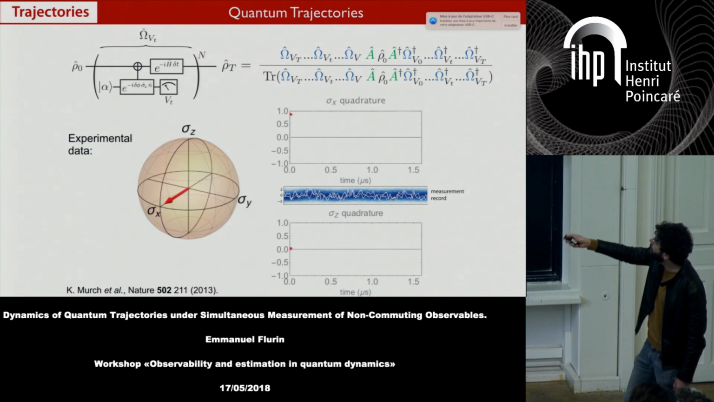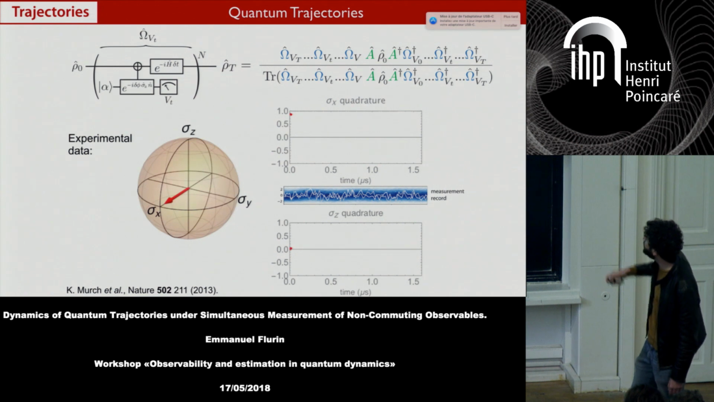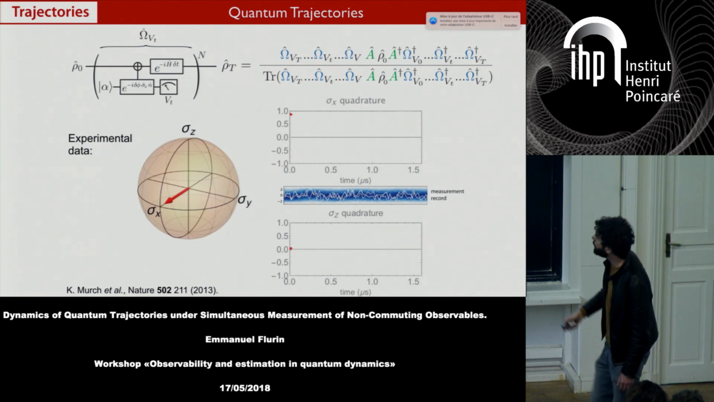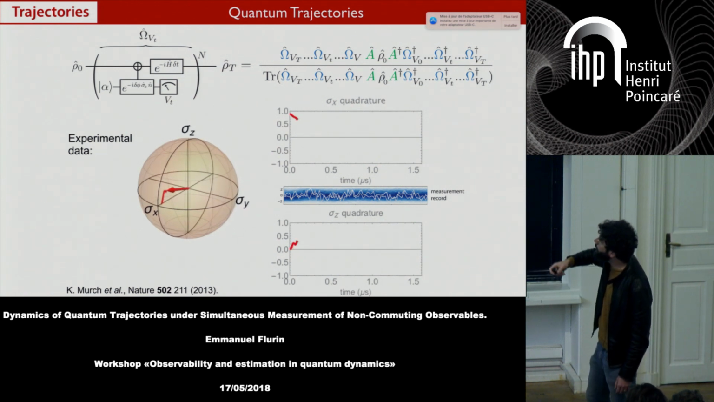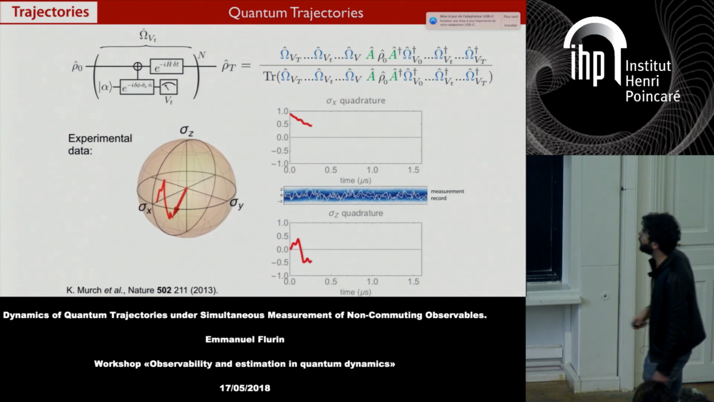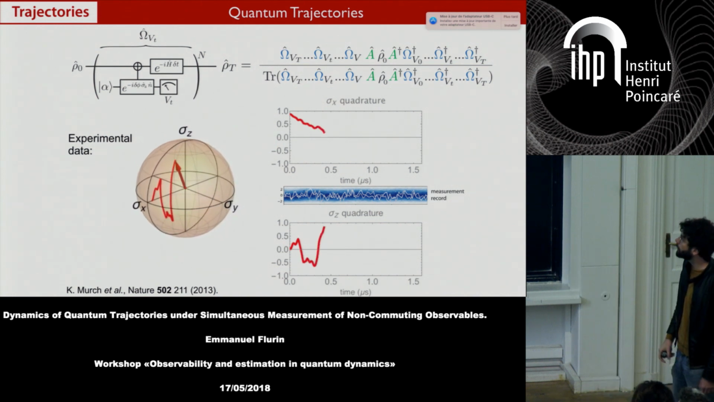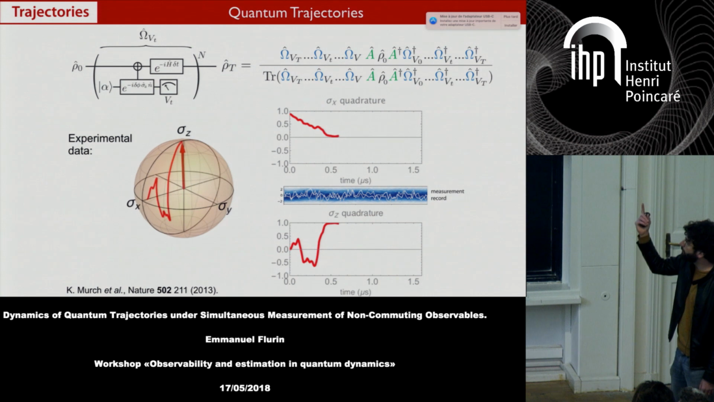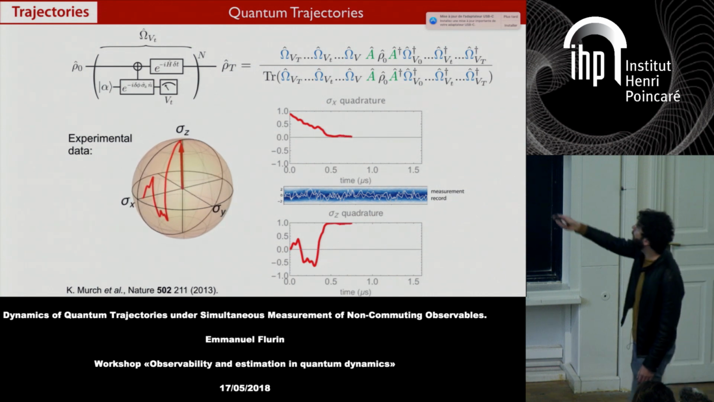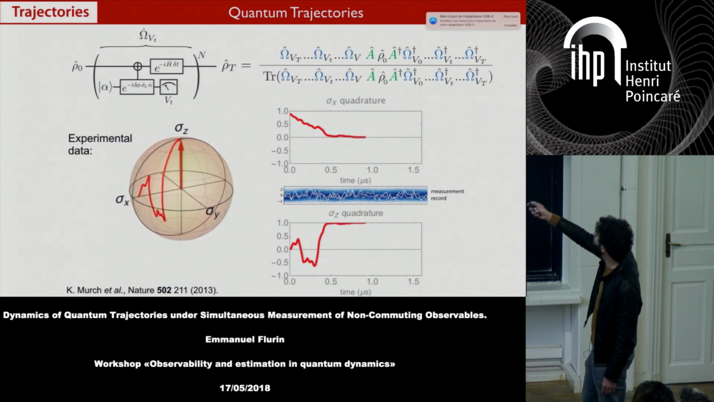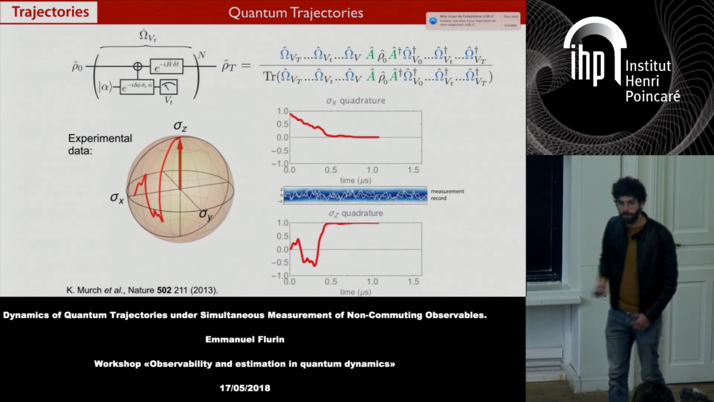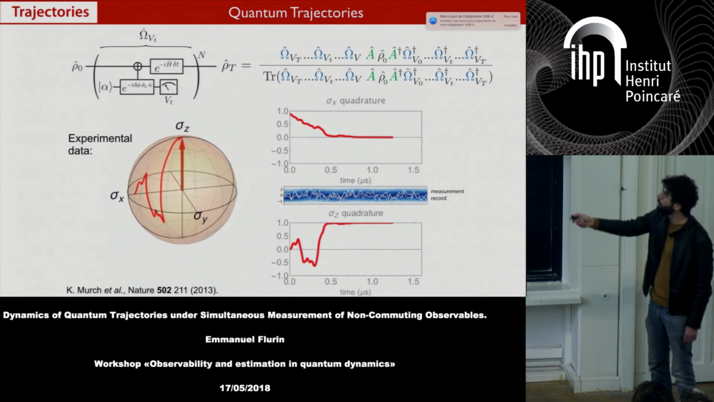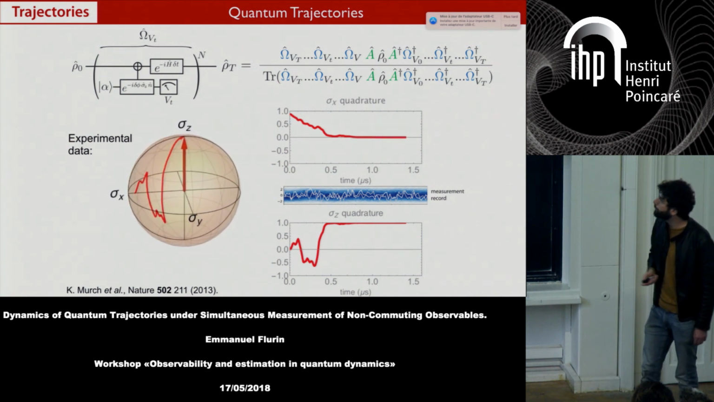Okay, and so here is our experimental data. We have one trace, one of the two traces, which corresponds to the measurement record, and that's a movie of the evolution of the qubit along one of these traces. You see you can have a fluctuation at the beginning, and after a while you just project the state of your qubit. So this is what we call a quantum trajectory.